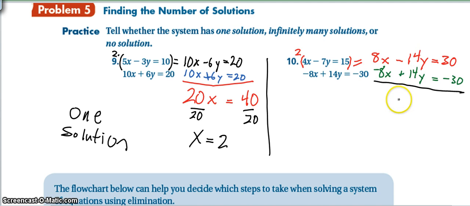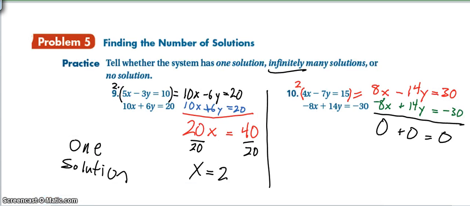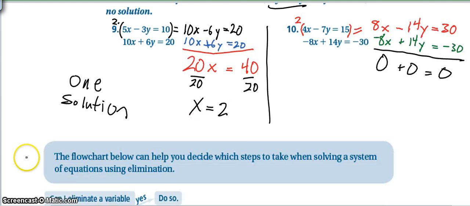So in the equations on the right, in number 10, we multiply by 2 in the top equation, and then these actually cancel out to be 0 plus 0 equals 0. So if this is completely true all the time and there are no variables, nothing solved, no solution point, then this has infinitely many solutions, which means that the slopes are identical. And they have the same y-intercept.